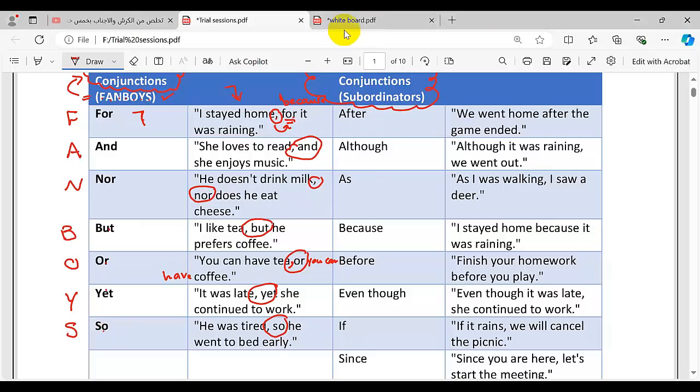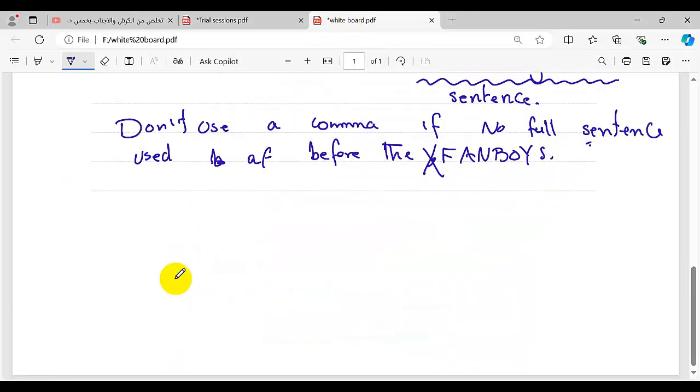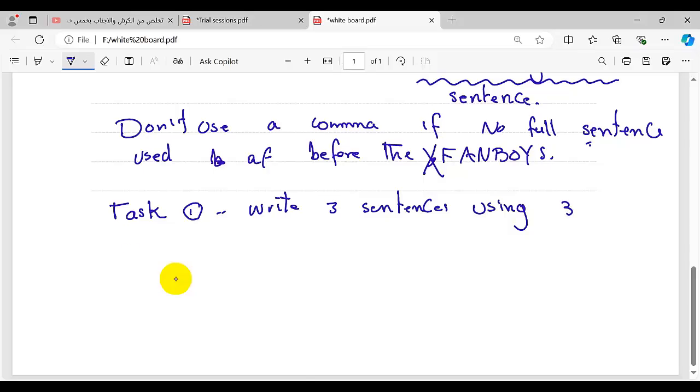So your task now is to do what? Now we have a task. Task 1: each one of you write 3 sentences using 3 different conjunctions of the fanboys.